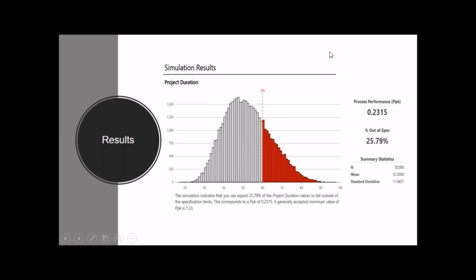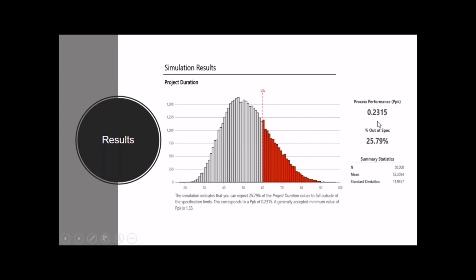And here are the simulation results. It looks like a histogram, but really these are the results of each one of those iterations. In this case, I've run 50,000 simulations, where 50,000 times I've sampled from those inputs and plugged them into that equation. This is what that distribution looks like. You can see that on average, I'd expect the average project to last 52 days. But given the variation in those inputs, you'd expect about 25% of those projects to go longer than 60 days.